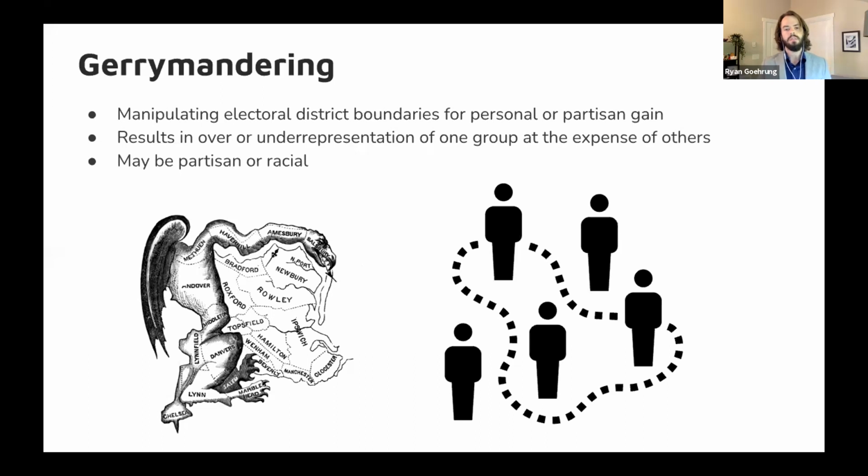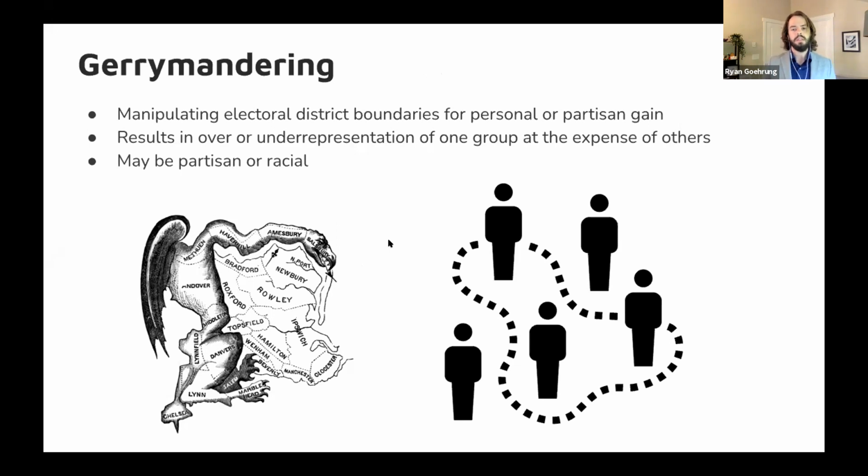The manipulation of electoral district boundaries for personal or partisan gain is commonly called gerrymandering. Though it is most often talked about in terms of partisan outcomes, racial gerrymandering to dilute or suppress the voices of certain demographic groups also frequently occurs, either by clustering those groups together to limit the number of seats they can get, or by separating them into many districts to dilute their votes.